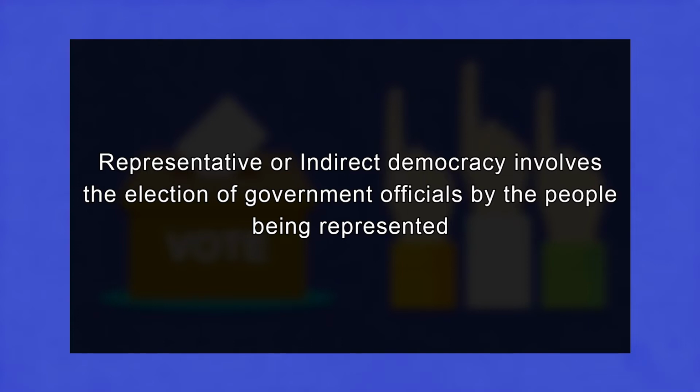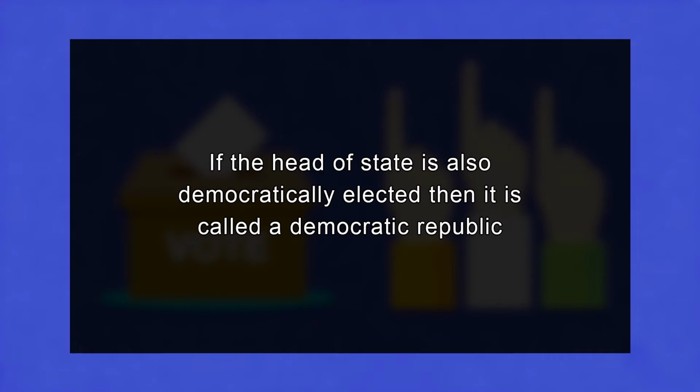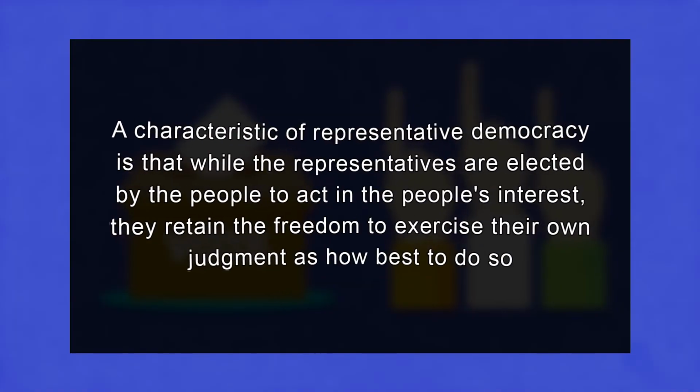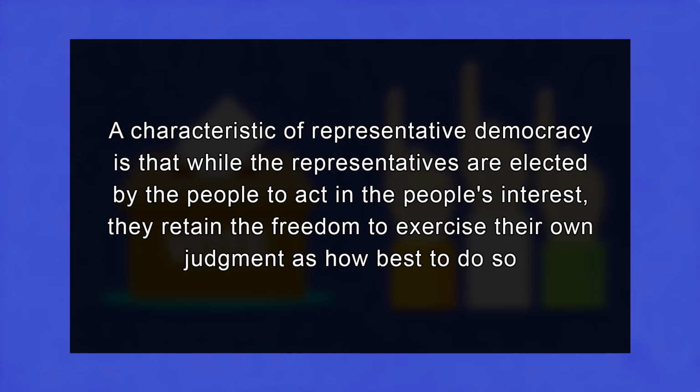Representative or indirect democracy involves election of government officials by the people being represented. If the head of the state is also democratically elected, then it's called a democratic republic. The most common mechanism involves election of the candidate with a majority or a plurality of votes. Most Western countries have a representative system. A characteristic of representative democracy is that while representatives are elected by people to act in people's interest, they retain the freedom to exercise their own judgment as to how best to do so.